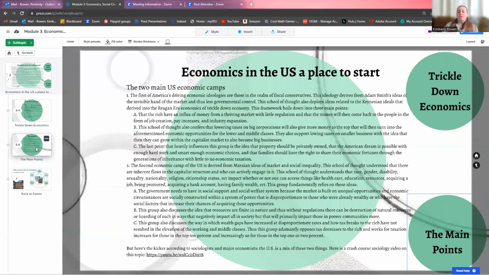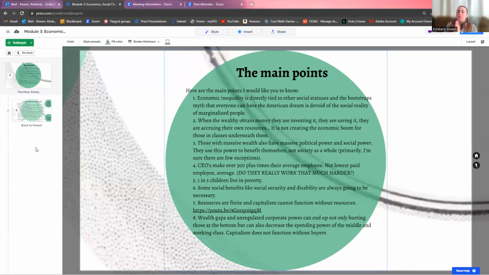All right, so here's the deal. Here are the main points I want you to get out of this economics lecture, so that you can go into whatever module you're going into, depending on what class you're in, and really have your footing for where economics are in the US and why it's important to understand.